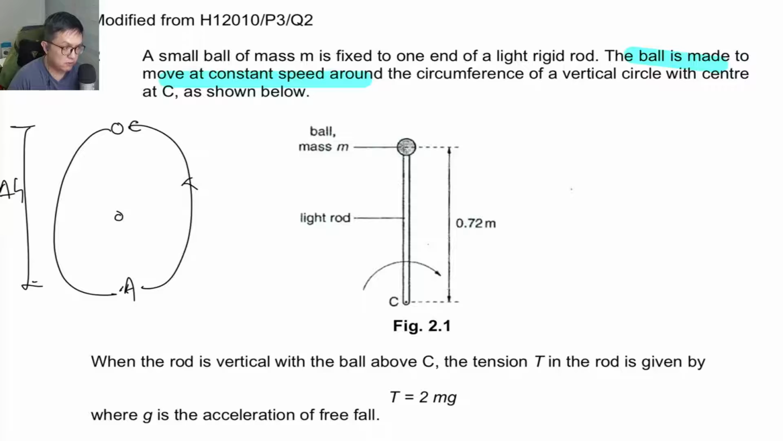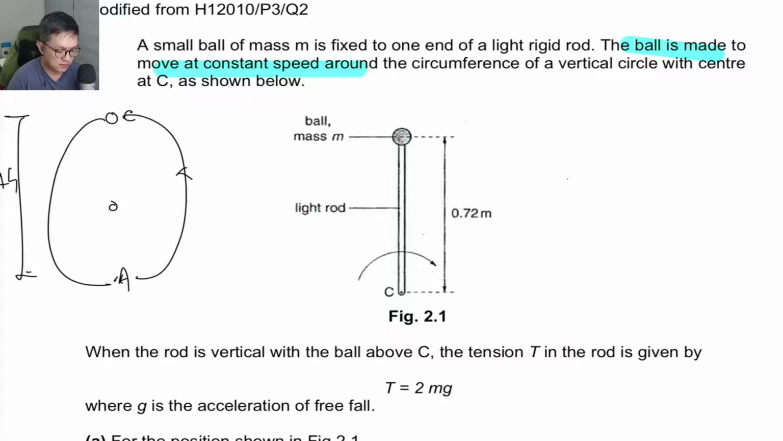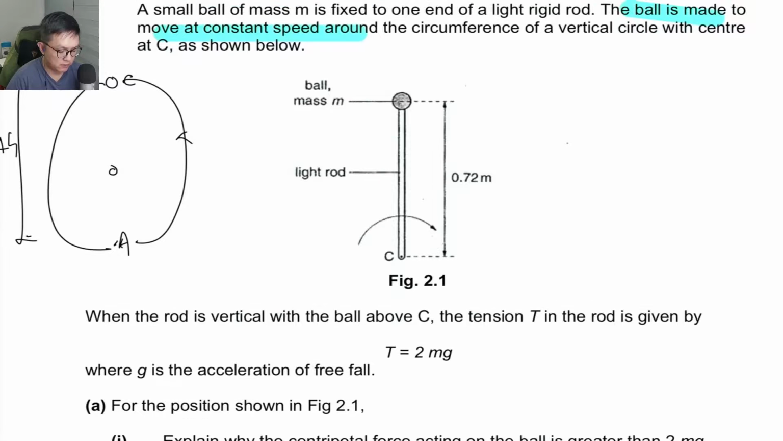All right. For the sake of this question, we're just going to assume an ideal situation like this. Then you have the length of the rod, 0.72 meters. The rod is light, so there's no mass. Then you are told that when the rod is vertical with the ball above C, the tension T is given by T equals 2 mg. So it means you have a tension force here. Let me just draw it at the side slightly. So this is T, and this is equal to 2 mg.